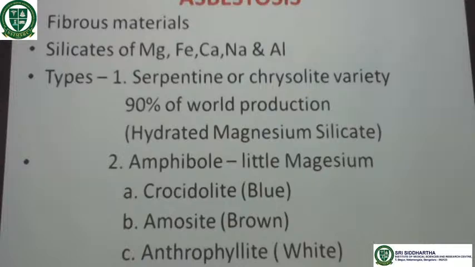Coming back to asbestosis, it's a fibrous material, silicates of magnesium, iron, calcium, sodium and aluminum. We have the serpentine or chrysotile variety, 90% of the world production is based on this. Amphibole has little magnesium, and we have the different varieties: crocidolite, amosite, anthophyllite, etc. And important is 20 to 500 microns in length and 0.5 to 50 microns in diameter, which is crucial in asbestos contribution.